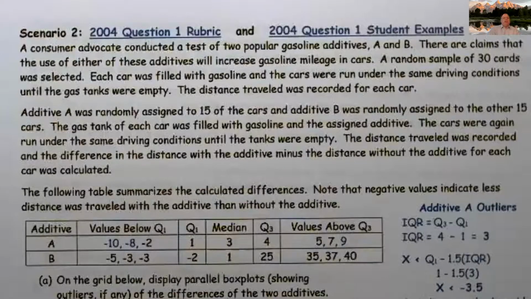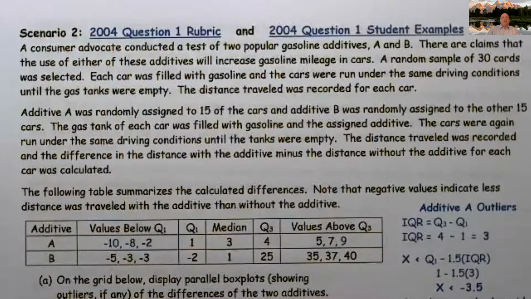AP Stats Saturday, scenario number 2. This is question 2004, or 2004 test question 1. Again, this is another box plot problem. And then we have a consumer advocate conducted a test of 2 popular gasoline additives, A and B.